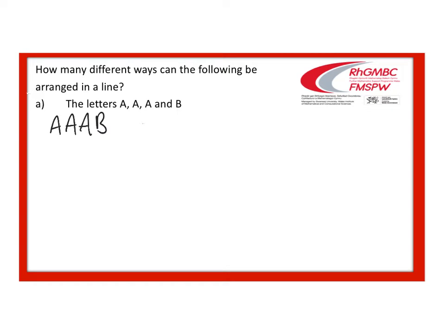And then swapping some letters around, I could have A, B, A. And then swapping that B again, I could have B, A, A. So there are 3 possible ways that we could do this.